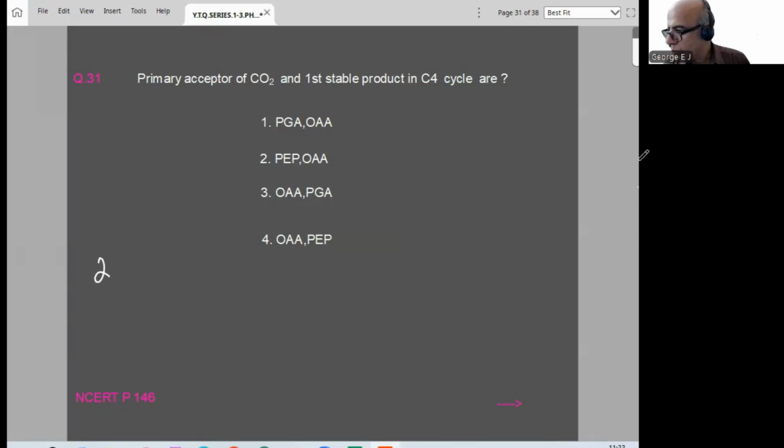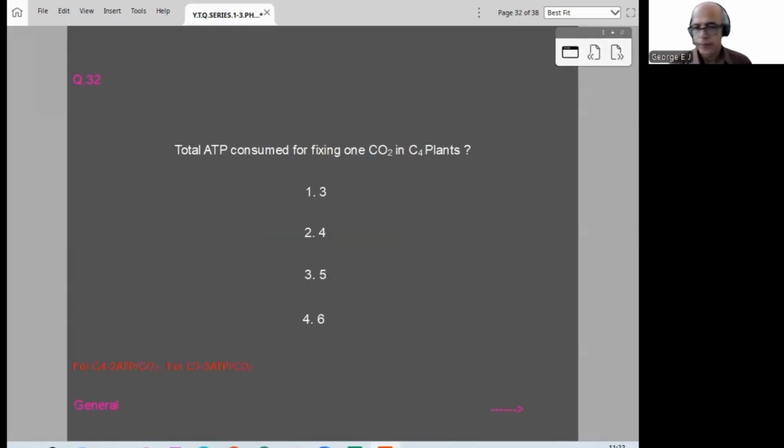Now coming to 32. Total ATP consumed for fixing 1 carbon dioxide in C4. Sorry, 1 carbon dioxide is the question. 1 carbon dioxide means it will be 5. How does it become 5? In C4 plants, they ask, not a separate cycle; C4 and C3 both take place. For 1 carbon dioxide, C4 needs 2 ATP, and C3 needs 3 ATP. The total will be 5 ATP. 5 ATP means option 3.